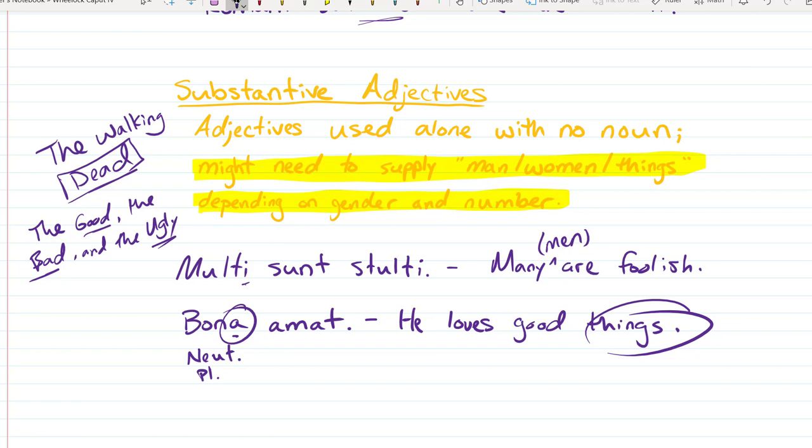We're going to see these a lot. You'll see these in the practice too. But when you're seeing an adjective by itself, with no word that's going with it, it's probably one of these substantive adjectives.